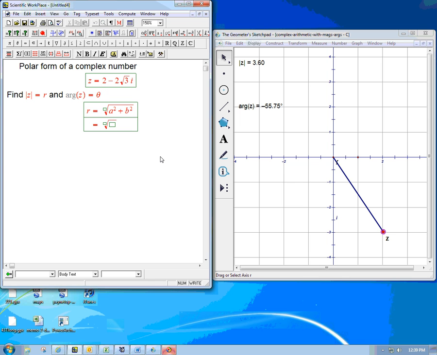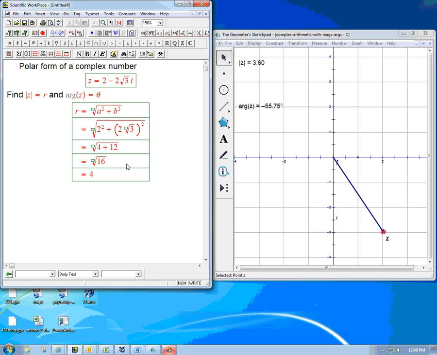So it's going to be the square root of 2 squared plus 2 root 3 squared. Remember, it's always plus. Even though this is a minus, even though this is an i, it's just this distance, and they're squared. There's never a minus in here for us. And what are we going to get? The square root of 4 plus 4 times 3, so 12, which is 16. So it's the square root of 16, and that's 4. This was a little contrived to make this number nice, but that's okay. So there's the magnitude.